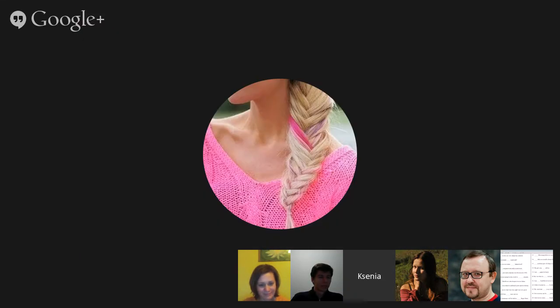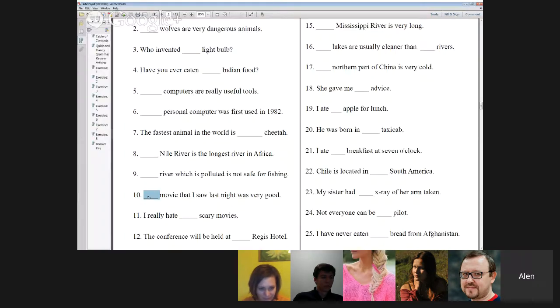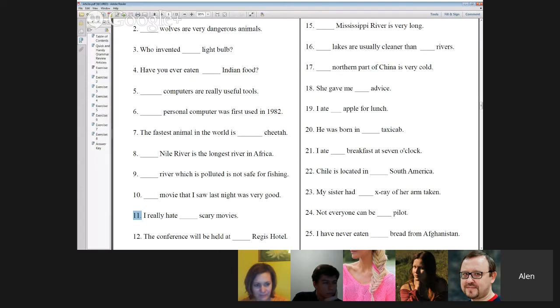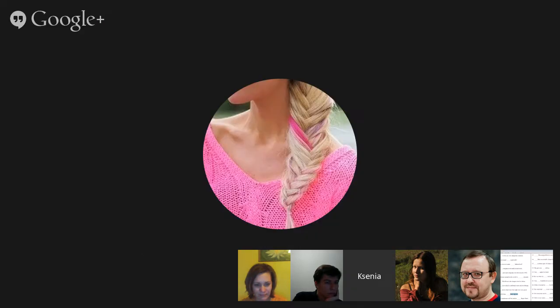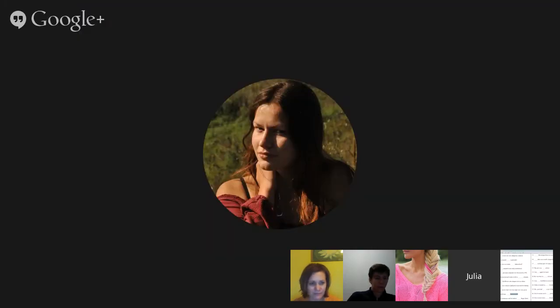Ten. The movie that I saw last night was very good. Article there. Yes, the movie that I saw last night was very good. Now we're talking about a particular movie that you saw last night. Very good. All right, what about 11, Julia? I really hate scary movies. Very good. Scary movies, plural. I really hate scary movies. I'm afraid of wolves. Again, yeah?